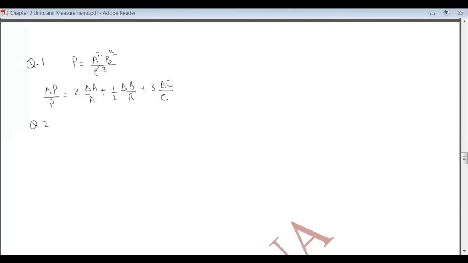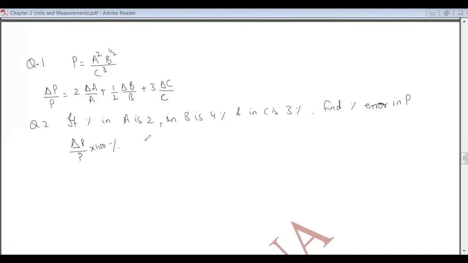Now question number 2. In the above question, if the percentage error in A is 2%, in B is 4%, and in C is 3%, find the percentage error in P. Okay, from the relative error, how do we find out the percentage error? Multiplying it by 100. So delta P upon P into 100 will give it in percentage.